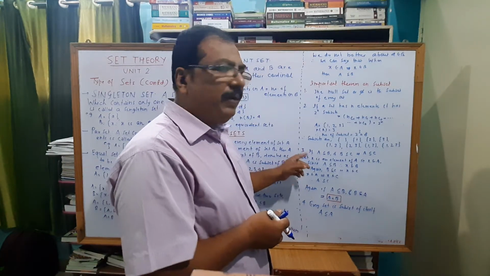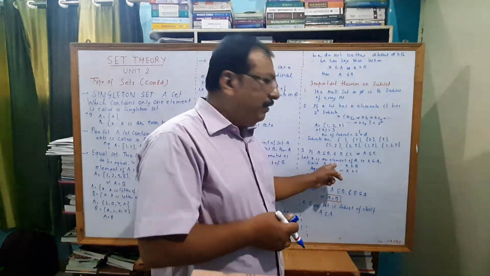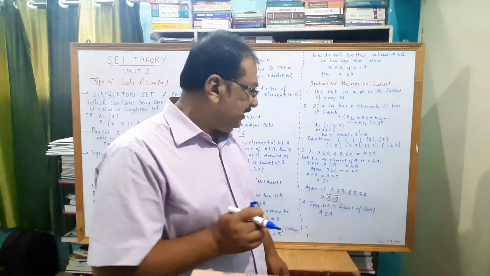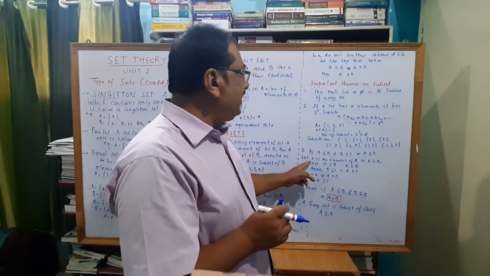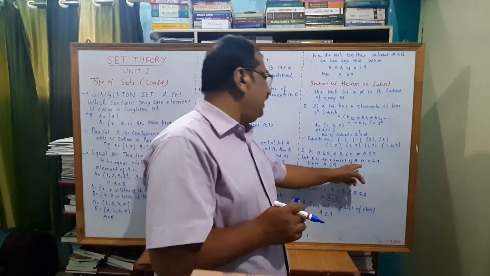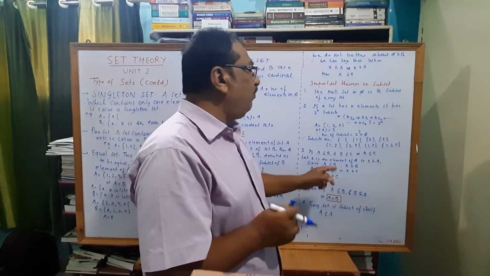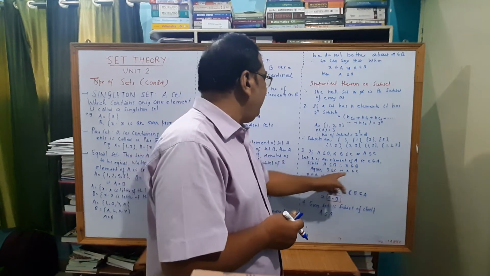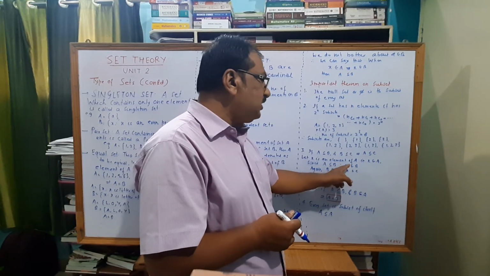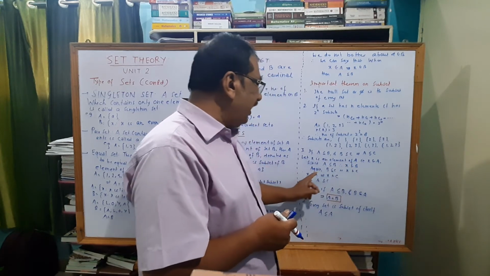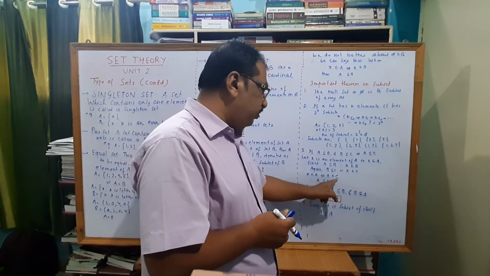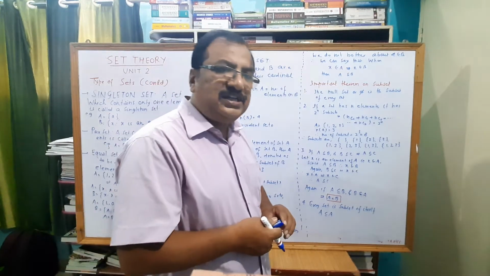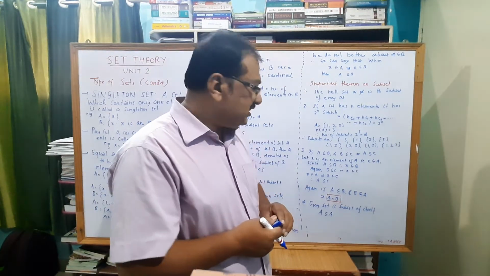Now third is, if A is a subset of B and B is a subset of C, then it implies A is a subset of C. Let X be an element of A, that is, X belongs to A. Since A is a subset of B, from the definition of subset, X belongs to A implies X belongs to B. Again, B is a subset of C, so since X belongs to B, X belongs to C. So we can write X belongs to A implies X belongs to C, hence A is a subset of C. This is one of the most important theorems.